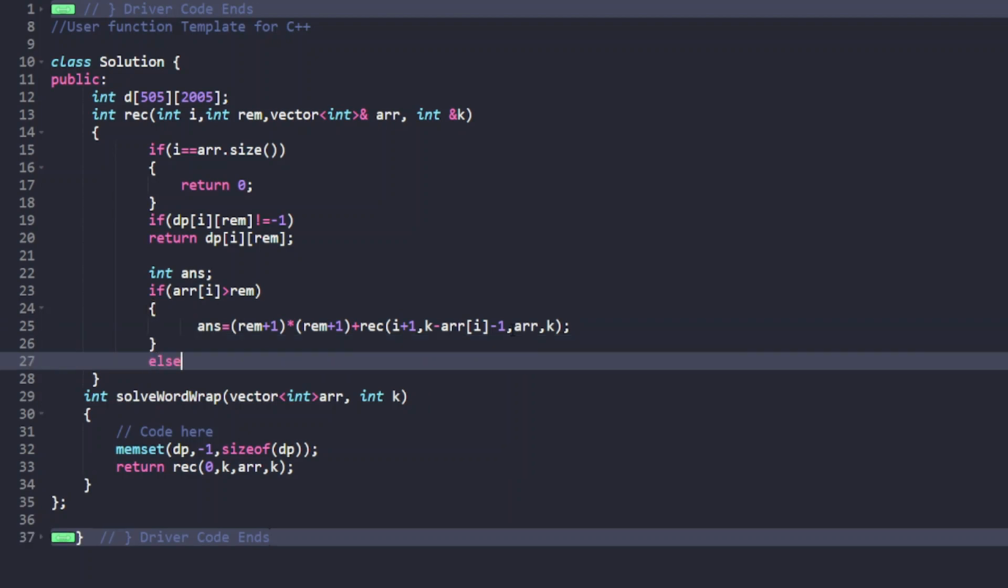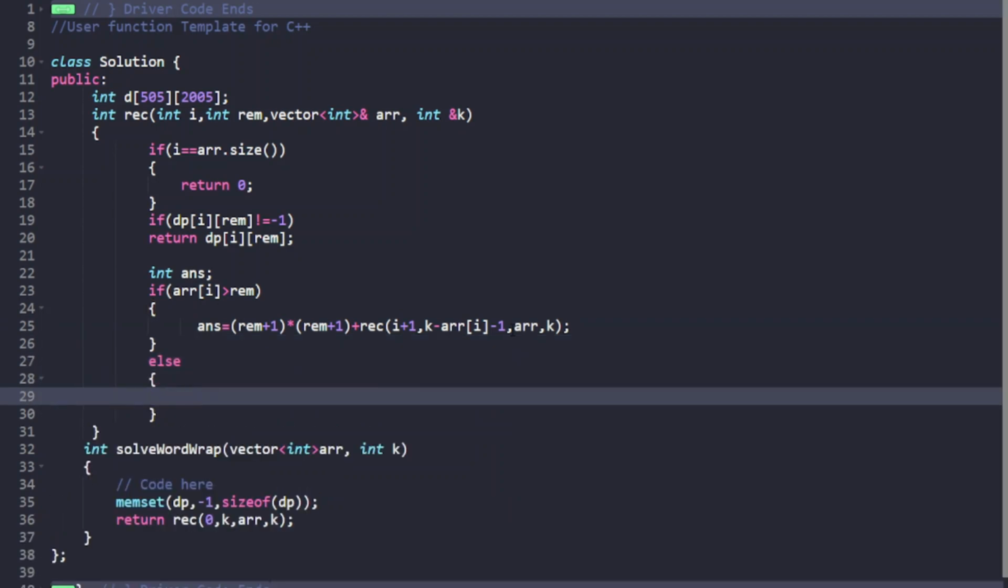Otherwise, if I have the choice to either include this ith word in the current line or not, I have to choose the minimum of 2. So I have two choices. Choice 1 is to include it in the next line and pay the cost, that is, remaining plus 1 into remaining plus 1. I place it in the next line and call it recursively for the I plus 1th, with k minus arr[i] minus 1.